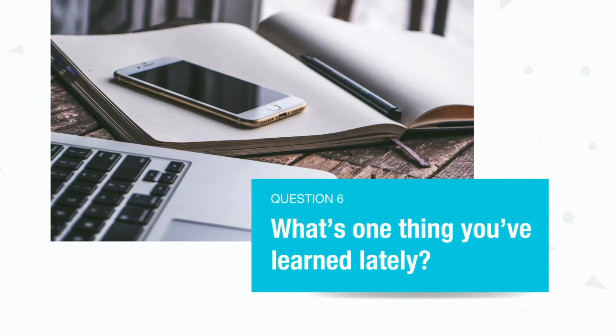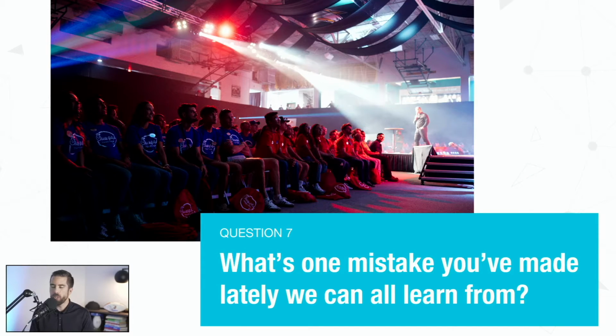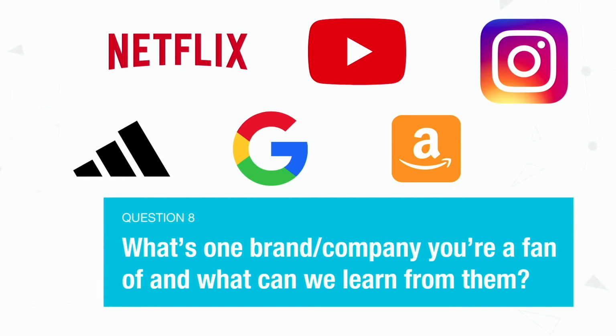Question number 6 is, what's one thing you've learned lately? It can be something in their personal life or their professional life, but then let people share. Question number 7 is, what's one mistake you've made lately that we all can learn from? These are both kind of learning experiences, and you'll get to know people a little bit deeper, but also it's leadership related. A business related one would be, what's one brand or company that you're a fan of, and what can we learn from them?